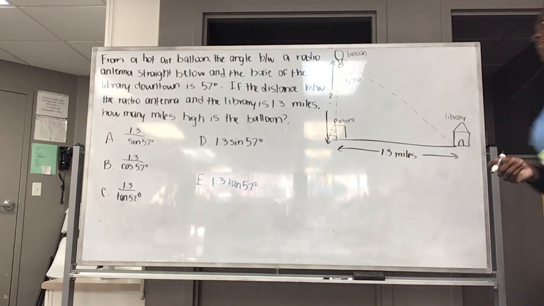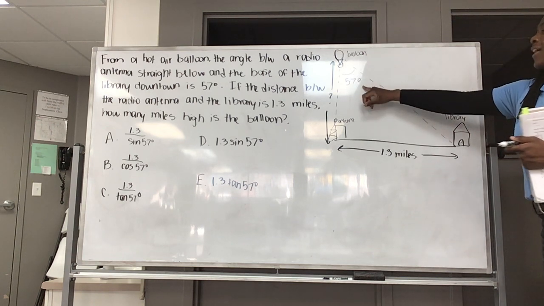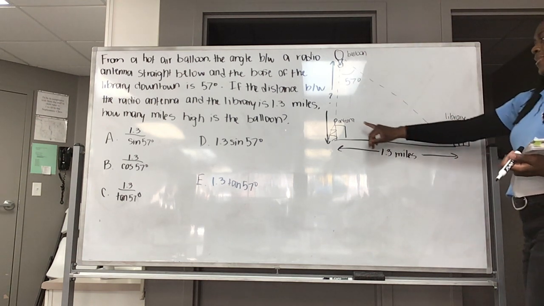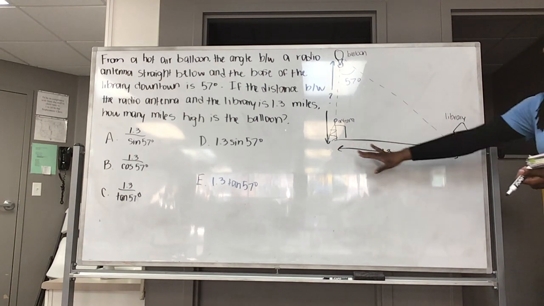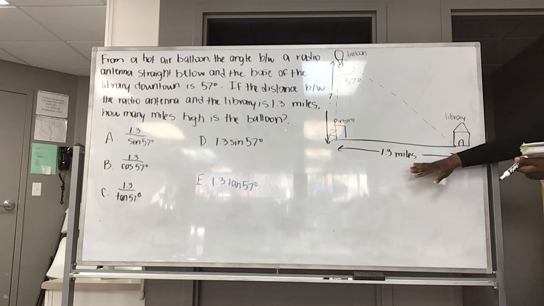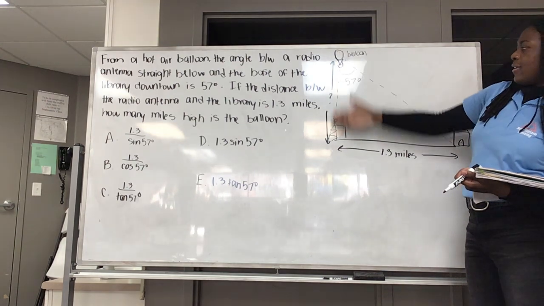Okay, so sorry about my drawing skills, but I'll read the question out loud. So, from a hot air balloon, the angle between a radio antenna straight below and the base of the library downtown is 57 degrees. If the distance between the radio antenna and the library is 1.3 miles, how many miles high is the balloon? So here's a little hot air balloon, and then that angle is 57 degrees. There's the antenna, there's my right angle, and then that is the library. Down here, the length is 1.3 miles.